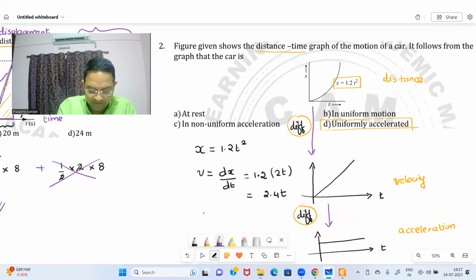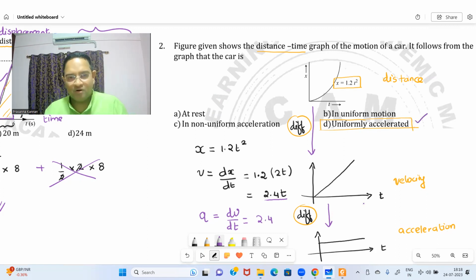Now we need to find acceleration. What is acceleration going to be? Acceleration is dv by dt. When I differentiate 2.4t, what am I going to get? 2.4, which is constant, isn't it? Therefore, acceleration is constant, therefore it represents uniformly accelerated motion. Is that clear, students? Yes, sir.